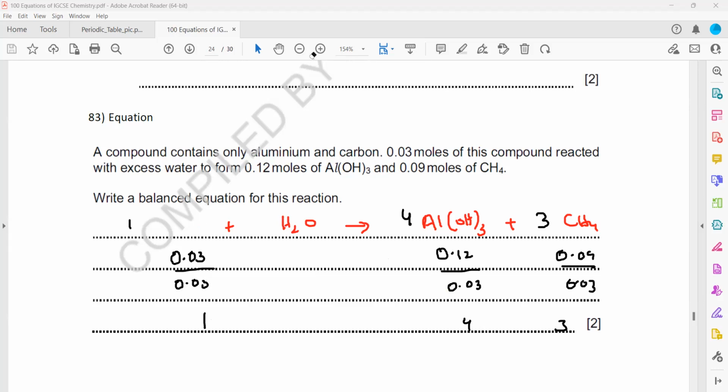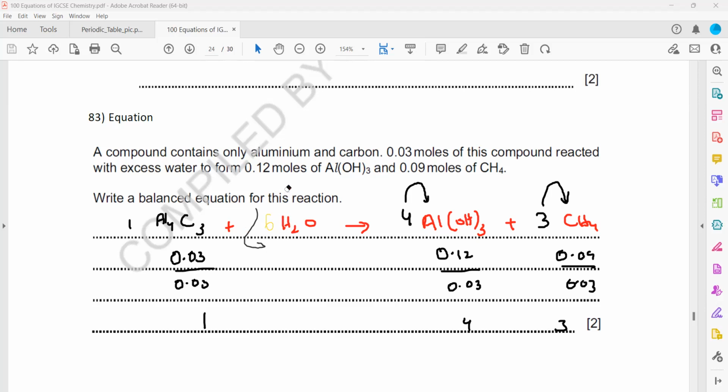So how many aluminum should be there, as you can see from this? Aluminum should be 4. And how many carbon should be there in the compound? That will be 3. So Al4C3. Then the second part is balancing the hydrogen or oxygen here. Even if you try to balance hydrogen, oxygen automatically balances. Here we have 3 multiplied by 4, 12. So we want to make 12, so we will write here 12 for oxygen.